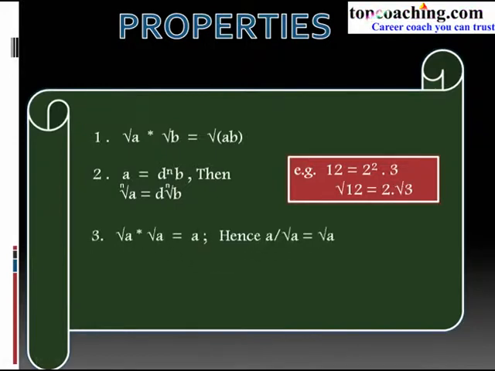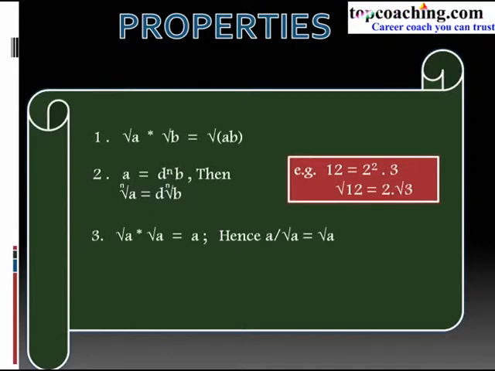The third property is under root of a into under root of a is equal to a. So if we multiply a into a, then that would be equal to under root of a square, and the under root of a square would be equal to a. Thus we get under root of a into under root of a equal to a. From this, what we get? A divided by root a would be equal to root a.